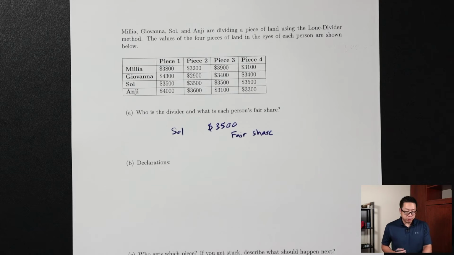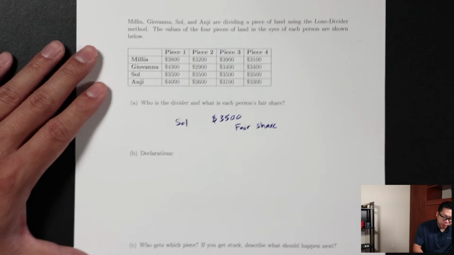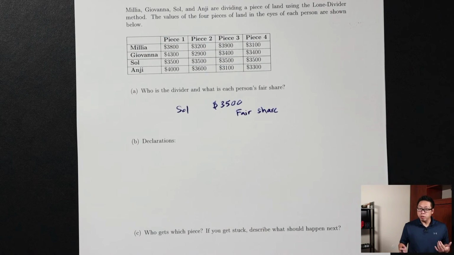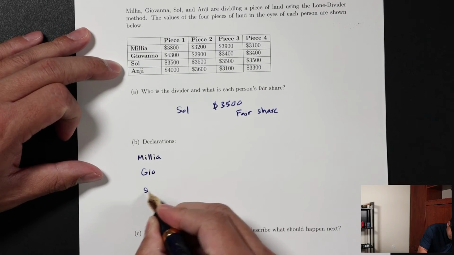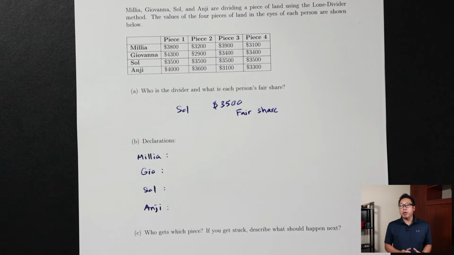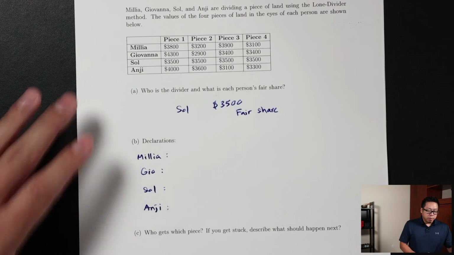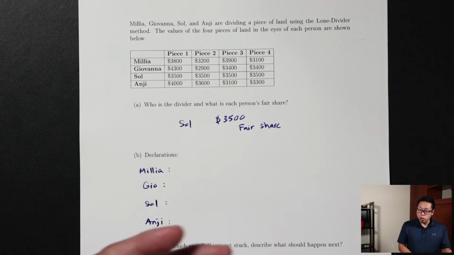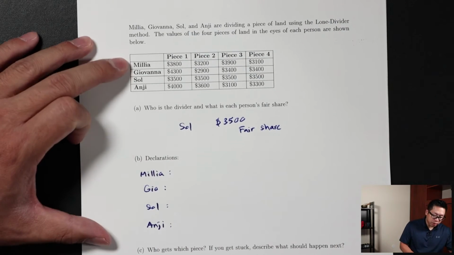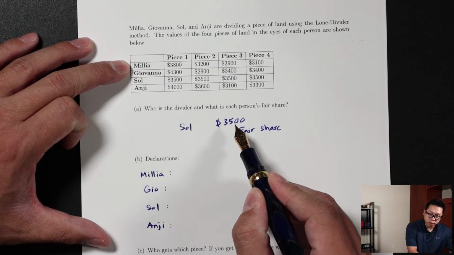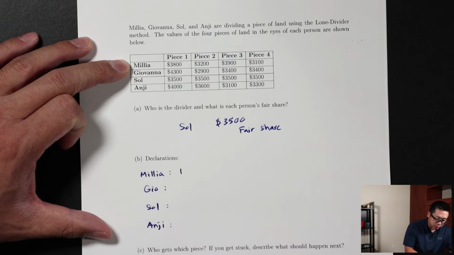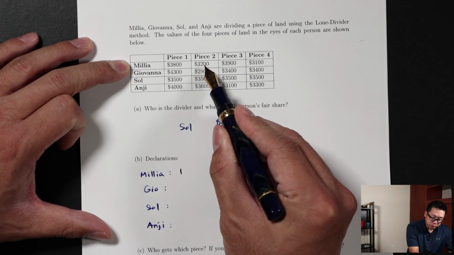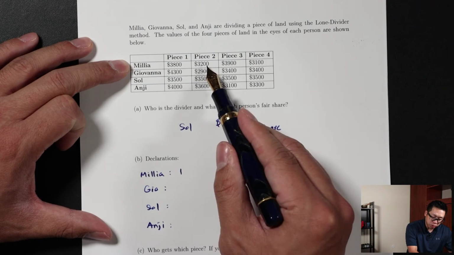Part B, declarations. So the next step of the lone divider method is to list out the declarations for each person. So let me write down everybody's name. And the declarations are just a list of all the pieces that they would accept as a fair share. So any piece that is 3,500 or more, they would accept. Okay, so for Milia, which pieces are 3,500 or more? Piece 1, 3,800, that's good. So 1 is on the list. Piece 2, 3,200, that's less than 3,500, so 2 is no good.